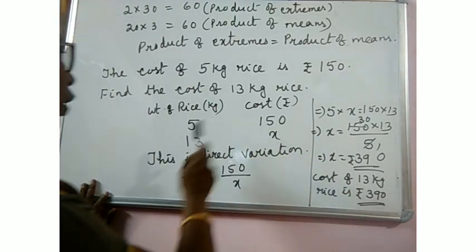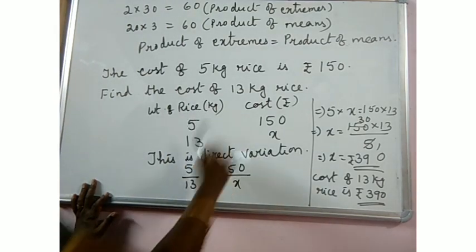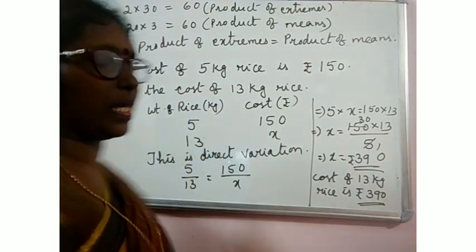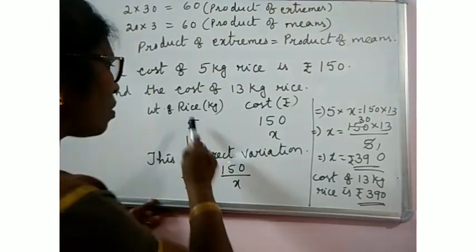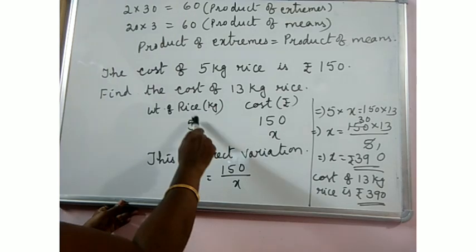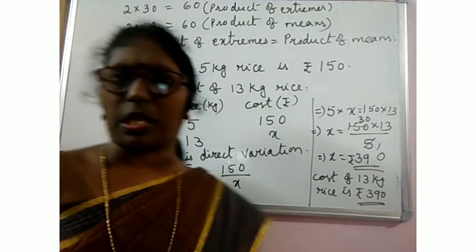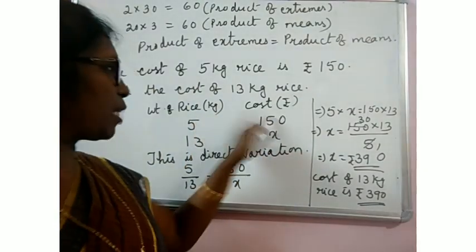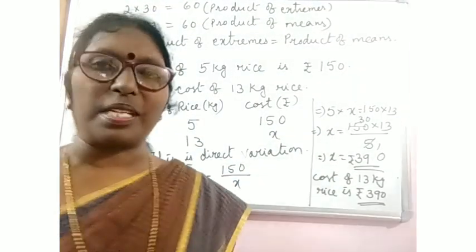If the cost is given to you and you want to find the weight of rice, you can take this as x: 5 by x equal to this. Direct variation means first by second equal to first by second. That way you have to do. Another way also, 5 by 150 equal to 13 by x, you can do. That is the constant of variation you have learned: quantity x, quantity y, x by y equal to x by y. That way also you can do. I hope this is clear to you.